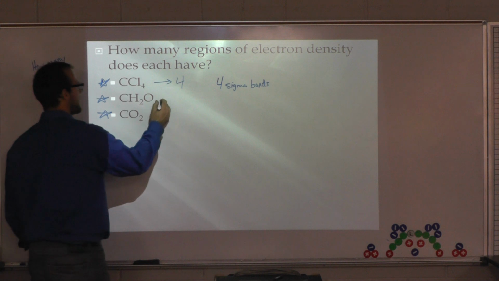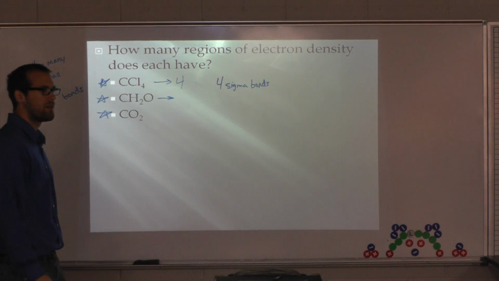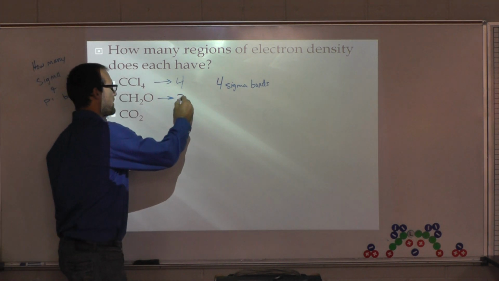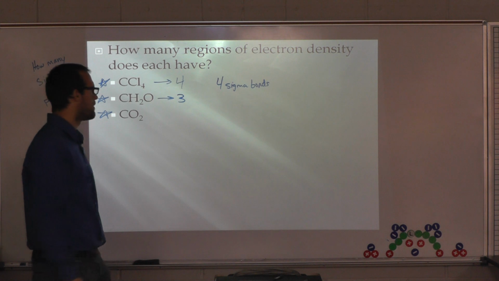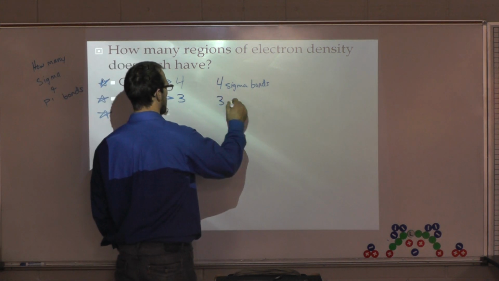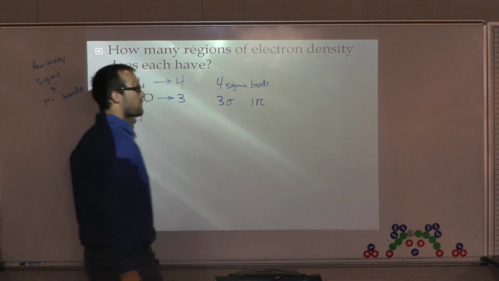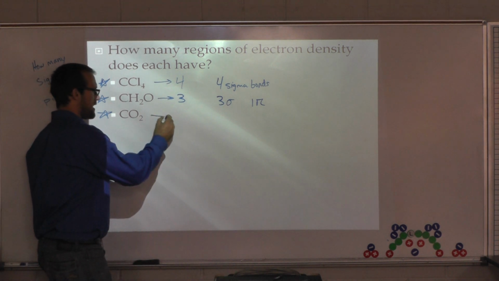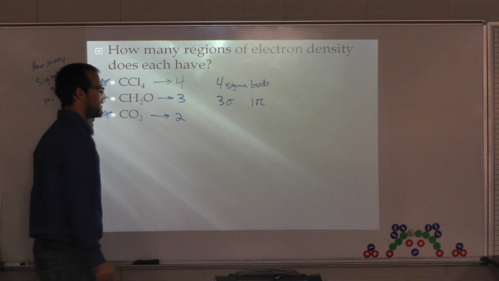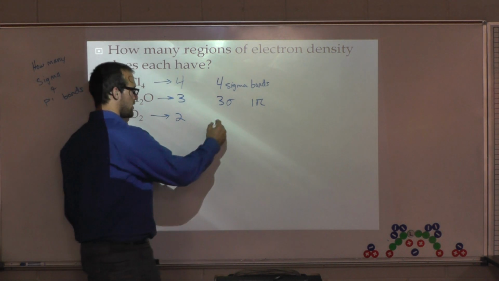Natalie Benitez, how many regions does that one have? 3 regions. Could you also tell me the sigma and pi bonds here? Did you say 3 and 1? That's it right here. Agree or disagree? Agreed. Okay. Rachel, how many regions does this one have? 2. And how many sigma and pi? 2 and 2.